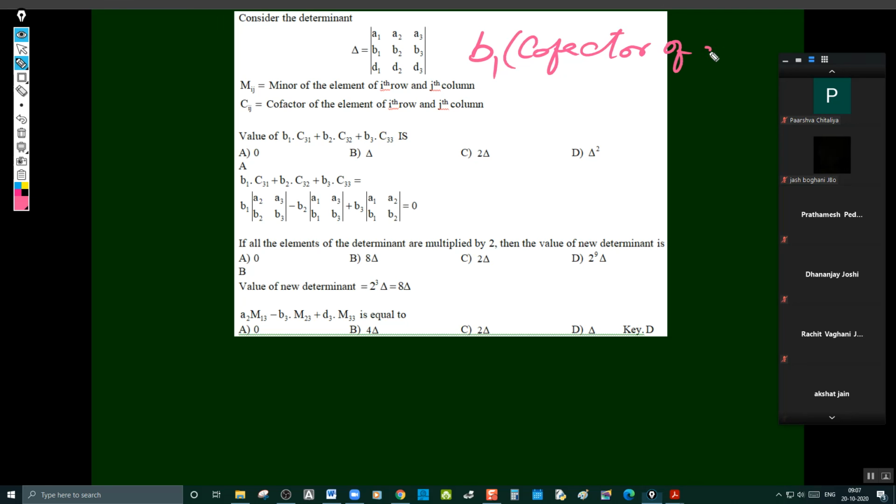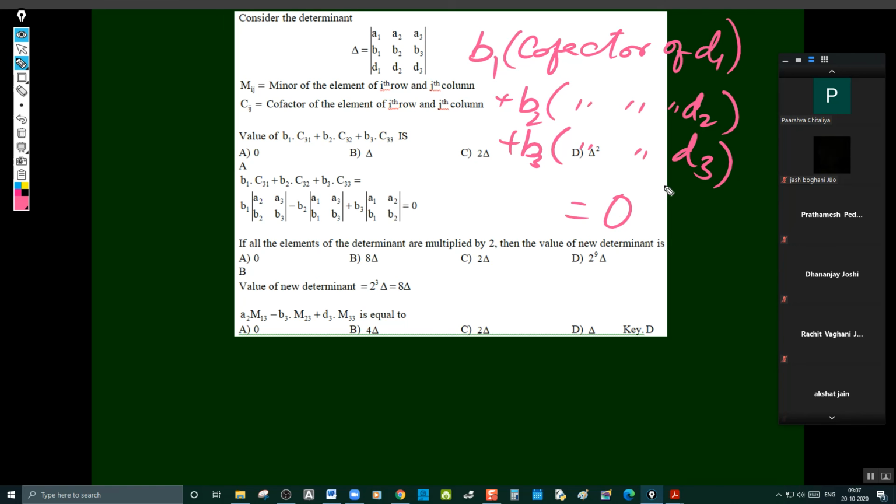The property will also get revised. Plus B2 into cofactor of D2, plus B3 into cofactor of D3. Sir, it will be 0. Everything multiplied together will be 0. That's what, please. Only one fellow said that. Rest of the people not responding.